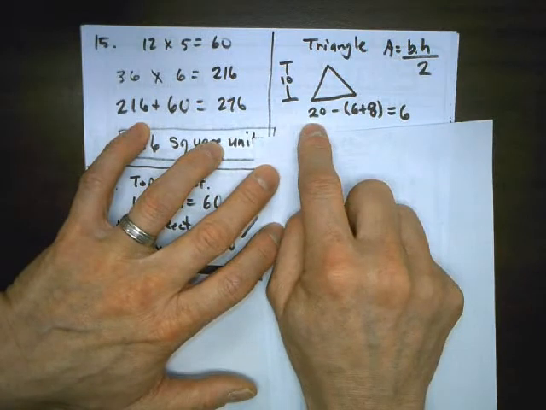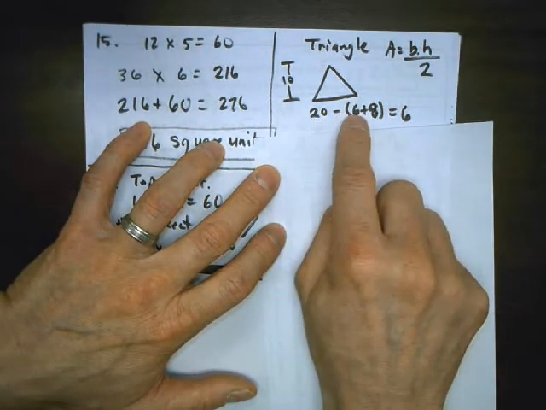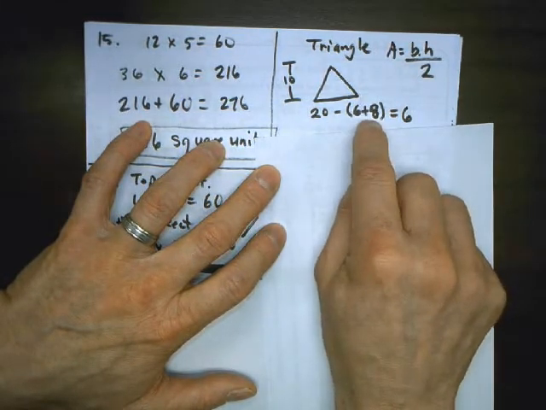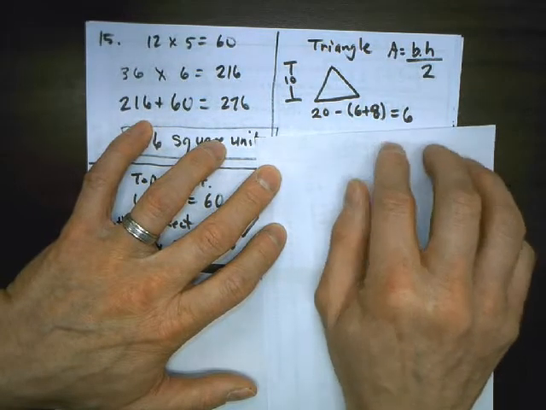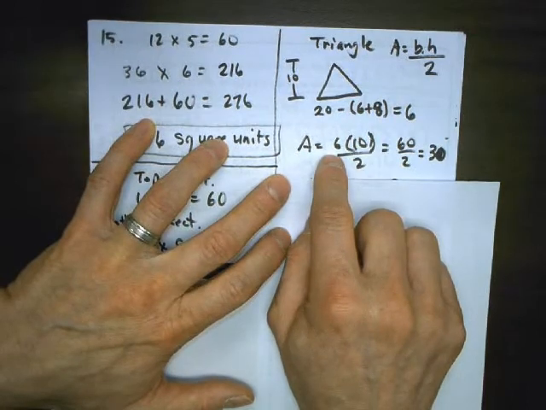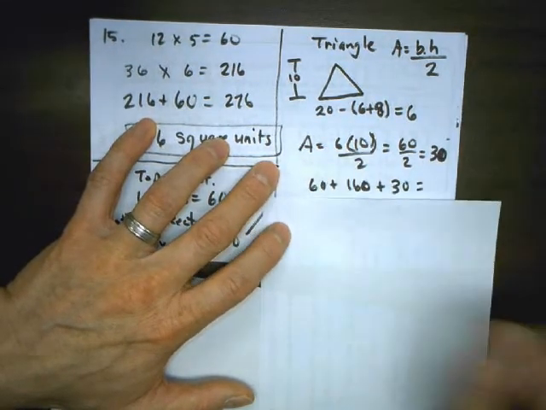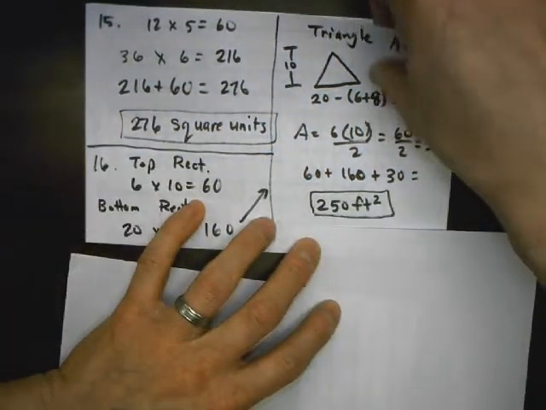Well, all the way across on the bottom is 20. So if I go 6, look at your diagram and see where the 6 and the 8 are. If I add those two together and subtract that from 20, what's left over is that base of that triangle. So the base is 6, the height is 10. 1/2 base times height, or base times height divided by 2, is going to give us 30. I add the areas of those three shapes together and I get the total area of 250 feet squared.